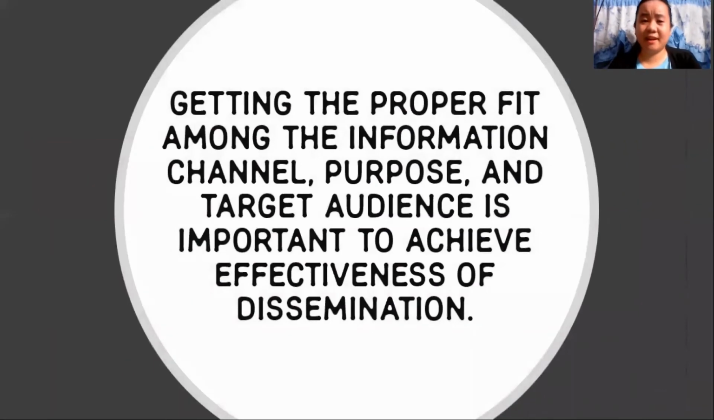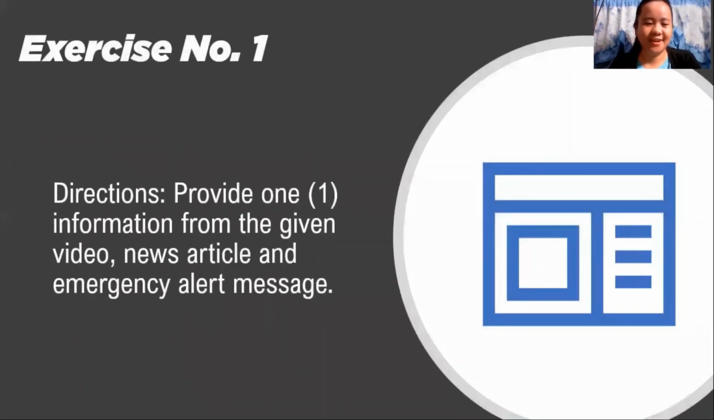To make the dissemination effective, we should consider the proper fit among the information channel that we will use, our purpose for sending the message, and who will be our target audience. Now, to measure your understanding of our lesson, we have two exercises that you need to do. First, I'll show you one video, one news article, and one text message. Then you will cite one piece of information from the content of the given references.